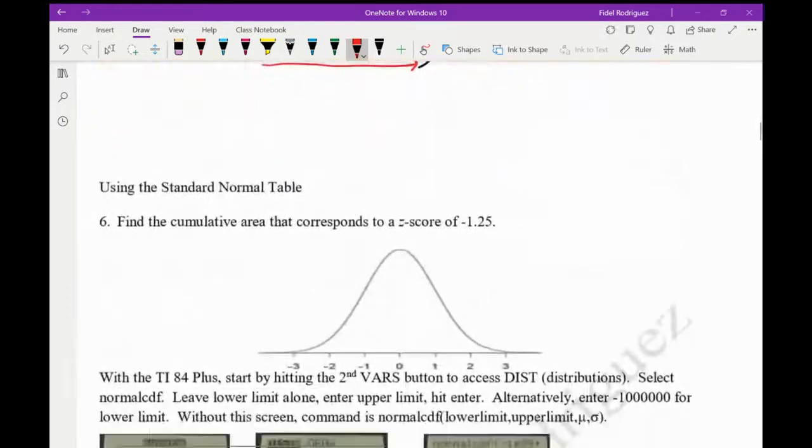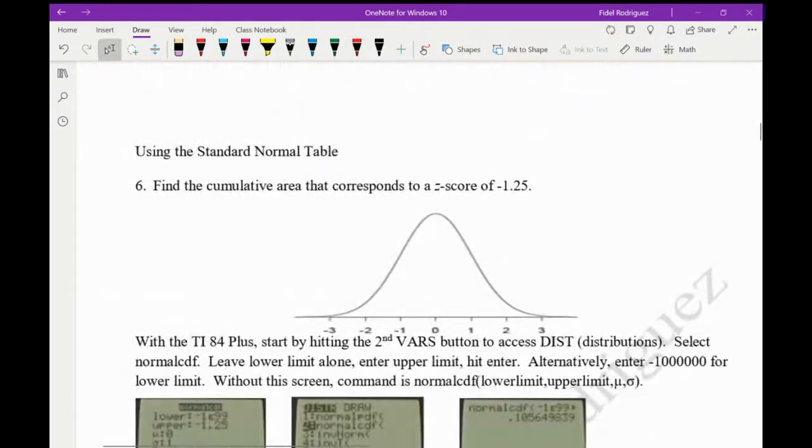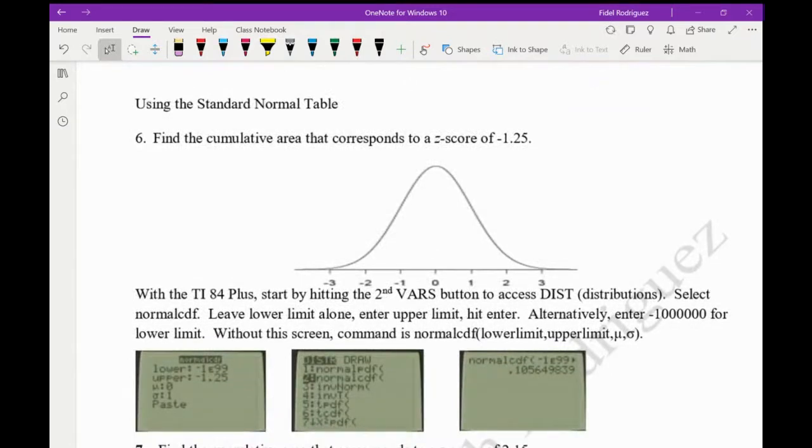So let's see if we can figure something out here. It says, using the standard normal table, find the cumulative area that corresponds to a z-score of negative 1.25. I'm going to show you 2 ways to do this, guys. Here is my z value, negative 1.25. Negative 1.25 would be somewhere right about here. And again, we're finding the area to the left of that value.